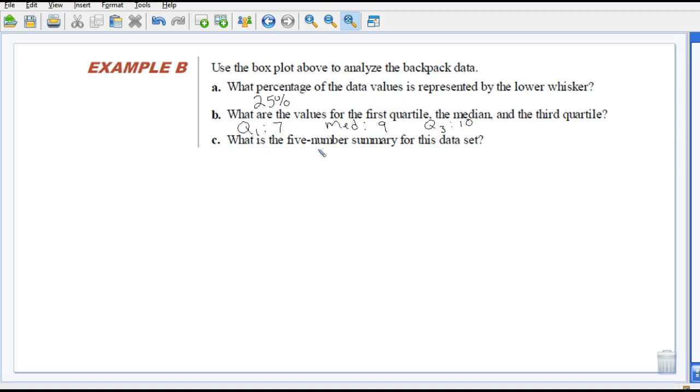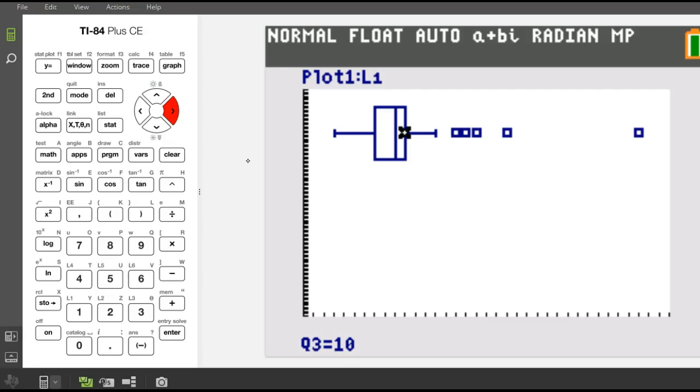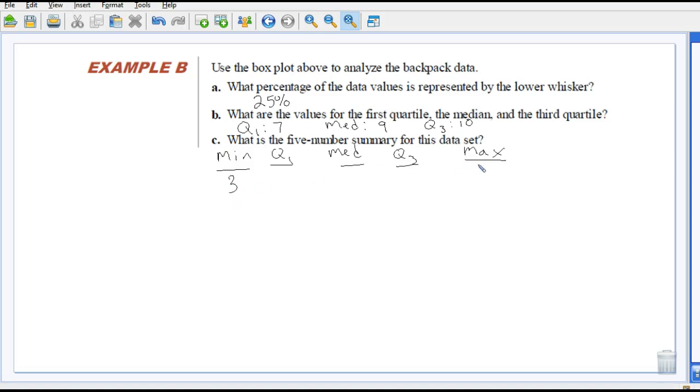Now, what is the 5-number summary? The 5-number summary, again, is the minimum, quartile 1, the median, quartile 3, and the maximum. So we just have to find all of those. The minimum, again, I think was 3. Let's just go back. The minimum is 3, and then we go out to the maximum, which was 33. So minimum 3, maximum 33. Quartile 1 is 7, median is 9, quartile 3 is 10. There is our 5-number summary.